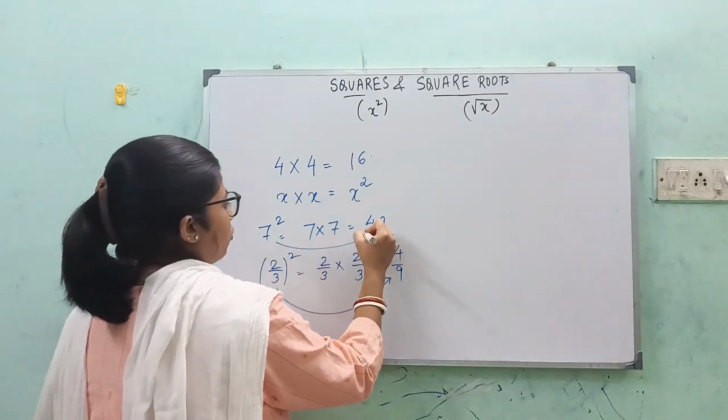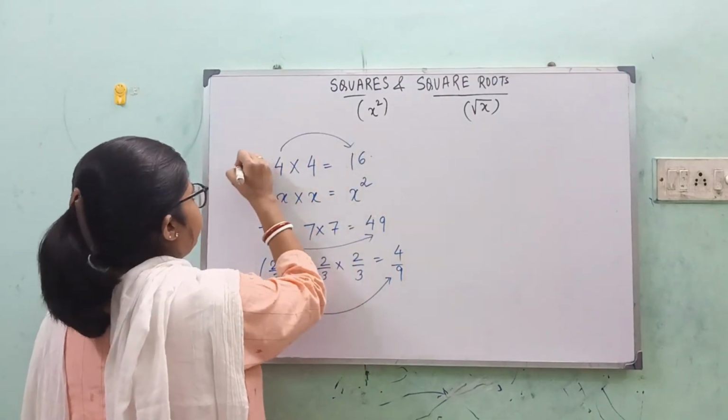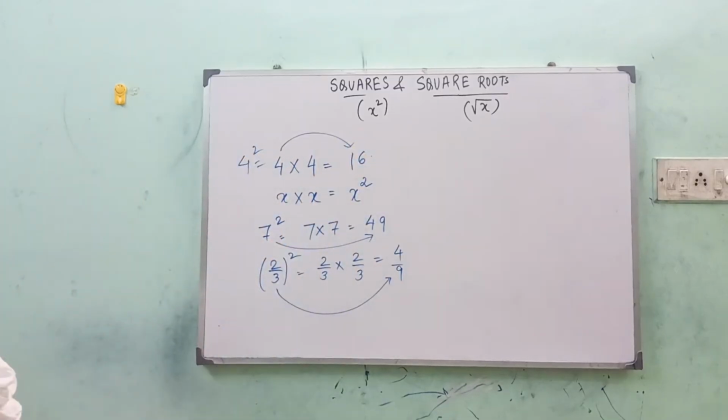Square of 7 is 49. Square of x is x square. Square of 4 is 16. So this is squaring of a number.